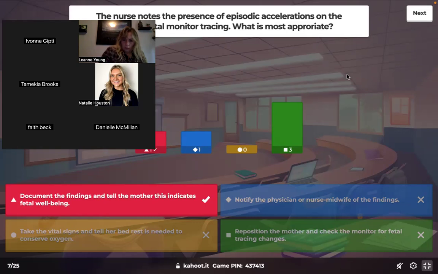Let's see what other. Yeah, at this point with accels, if it's good, that's normal. We don't need to tell our providers. And you can reposition the mother and see if the heart rate or anything changes or if the baby starts having more accelerations. But at this point, there's nothing that you really need to do because accelerations are normal and we want to see them.